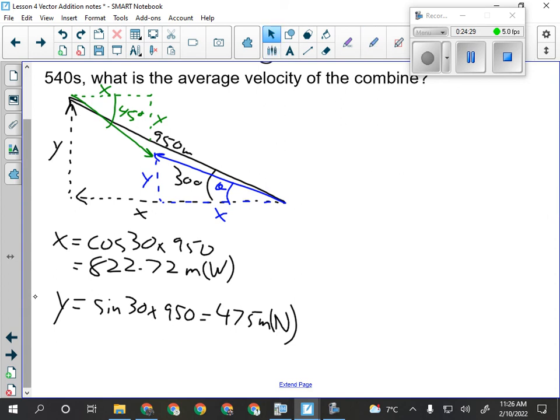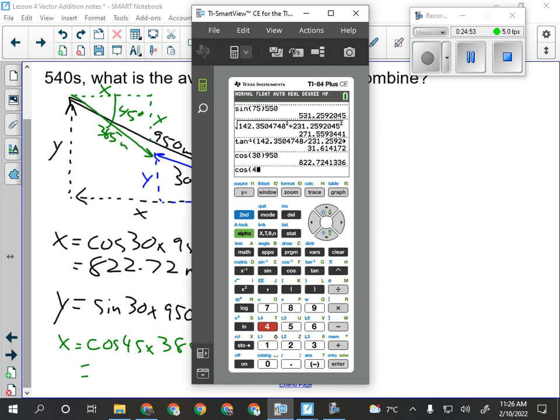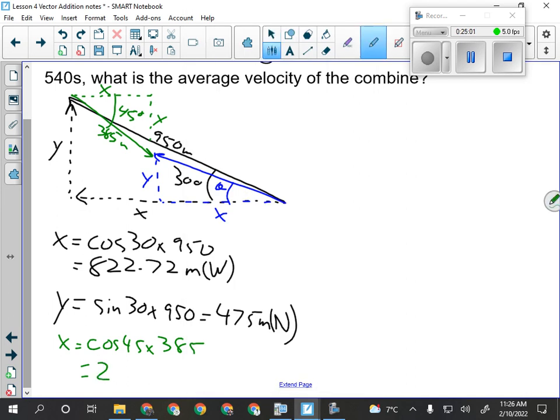All right, then I got to do the same thing for the green triangle. Green x is the adjacent side, and that's going to mean cos of 45 times, how long was that one? That was supposed to be 385 meters. Okay, times 385. So that's 272.24 meters, and that's going to be east.